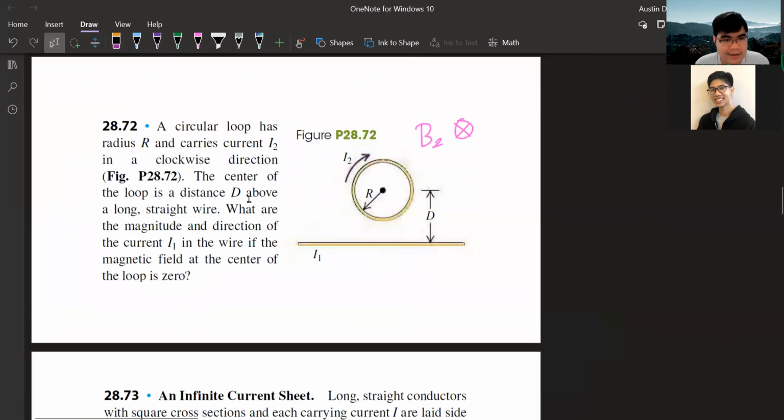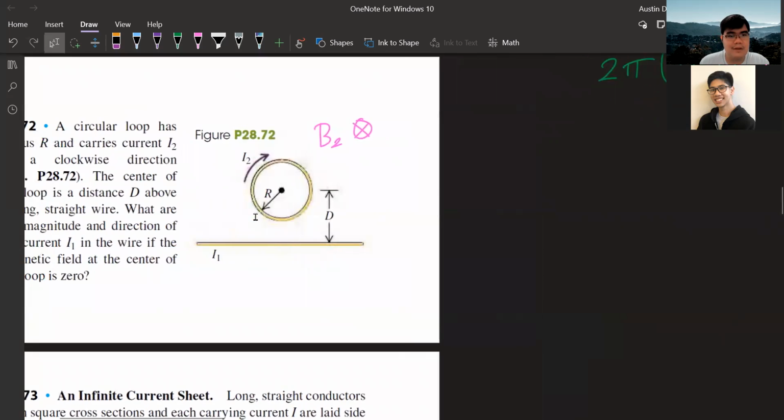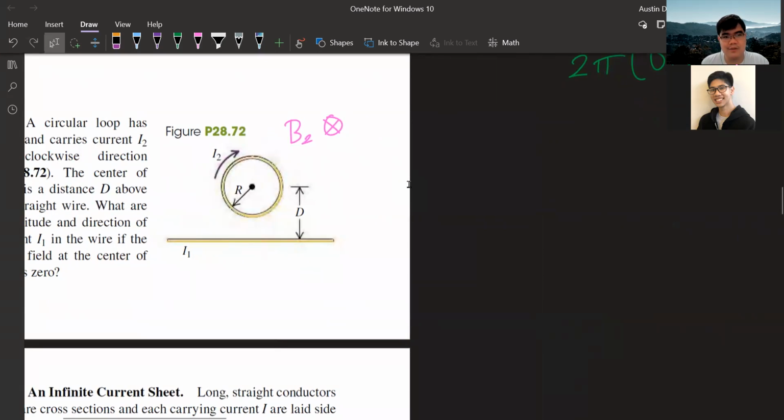Okay, what is the question? The center of the loop is at a distance D from the long straight wire. What is the magnitude and direction of the current I1 if we want to zero out the magnetic field at the center of the loop? Okay, so of course, if you want that, you must counter B2, so you make the magnetic field due to I1 out of the page.